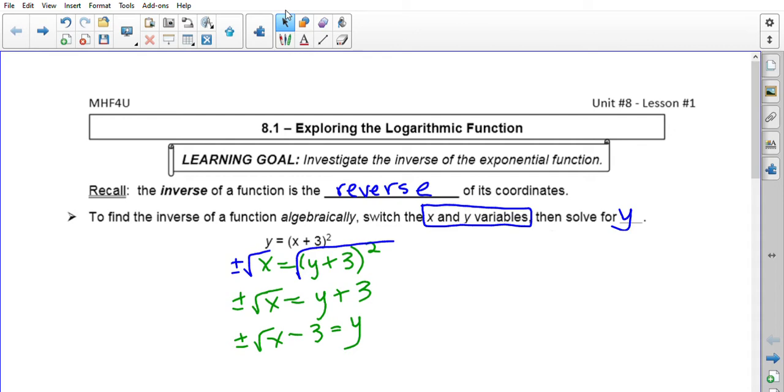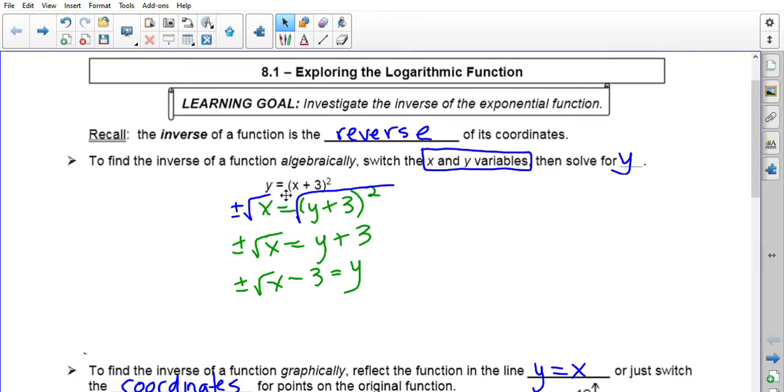Alright, so we know that the inverse of a function is the reverse of its coordinates. So if I asked you to find the inverse of a function, which is what we went over in Unit 1, and I asked you to find it algebraically, we would do that by switching the x and y variables and solving for y.